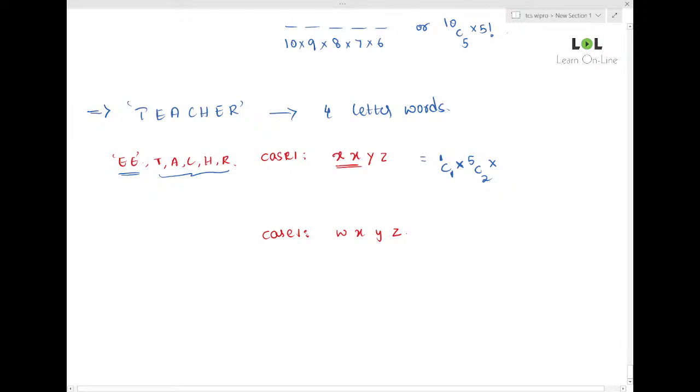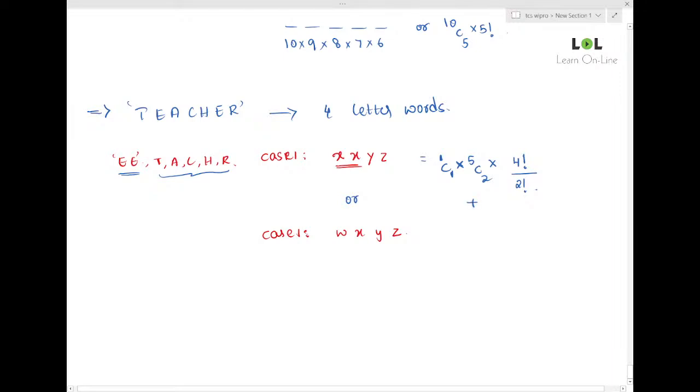That should be selected from T, A, C, H, R. From 5 letters, I need to select 2 letters. So that becomes 5C2. Now 4 letters are selected. We have to arrange them. Selection and now arrangement. 4 letters, 4 factorial. Repetition is 2 factorial, because of 2 E's.